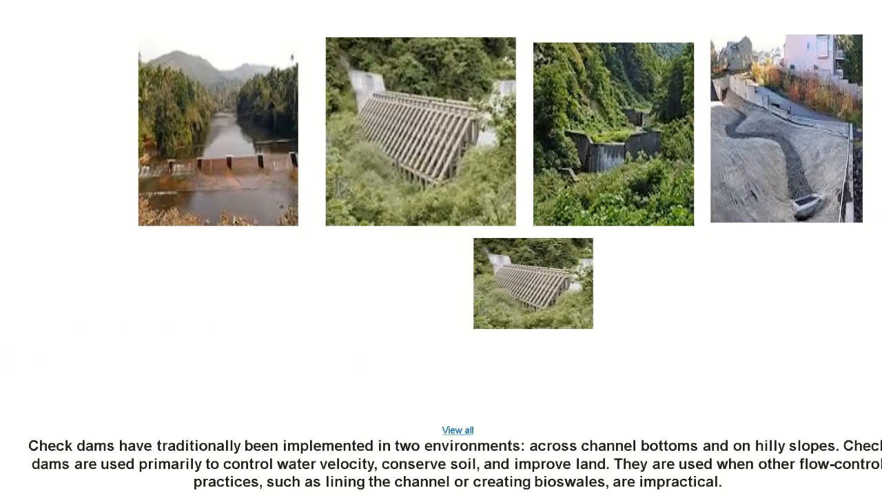Now, check dams have traditionally been implemented in two environments: across channel bottoms and on hill slopes. Check dams are used primarily to control water velocity, conserve soil, and improve land. They are used when other flow control practices such as lining the channel or creating bioswales are impractical. So this was for the check dams.